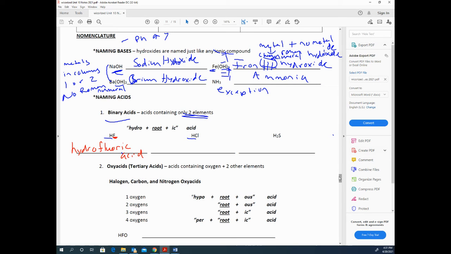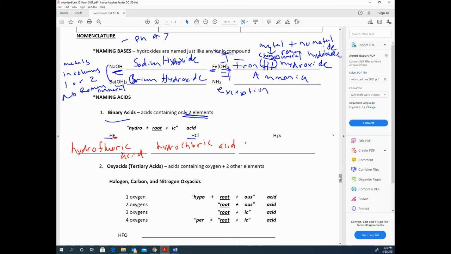So there are only 2 elements. Then you put hydro, you put the root part of the second element, so fluorine is fluor, and then tack on ic. So hydrofluoric acid. Next one, I'm going to put hydro. This one's chlorine, so instead of chlorine, we'll just put chlor. Then ic and acid. So hydrochloric acid. You've probably heard it before. That's just HCl, the normal one we've used in class. We just dilute it.